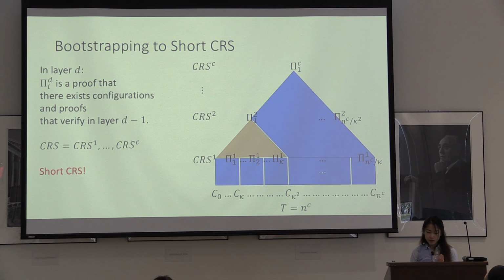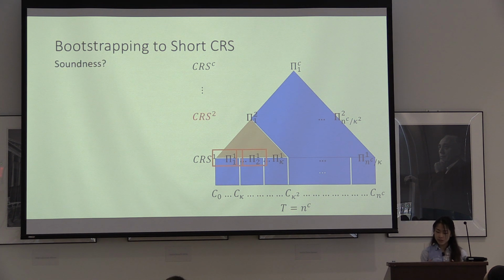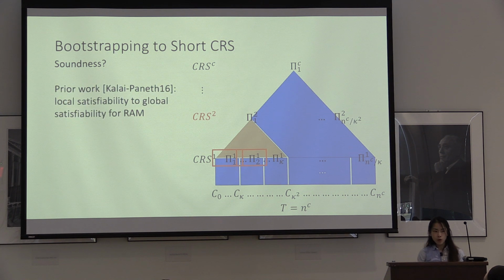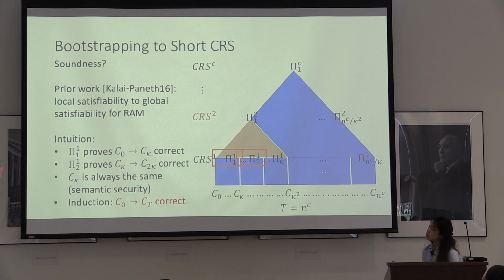And now we just want to make sure that our scheme is sound. As I mentioned before, we can go from local to global satisfiability, which has been done in previous works. In particular, for RAM delegation, which is the setting that we're in here, it's been studied by Kalai and Paneth, and their result for RAM delegation applies almost or quite similarly to our setting. But I wanted to still highlight a bit of the intuition for why this scheme should be sound.